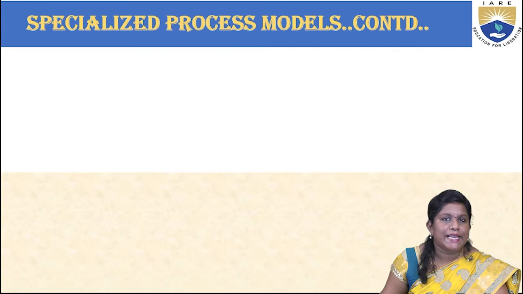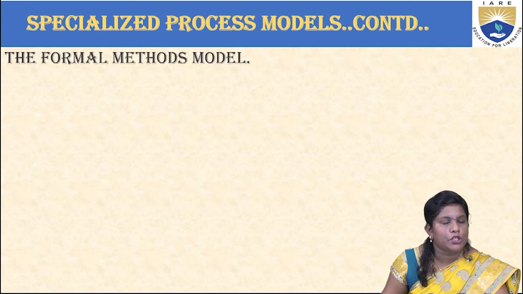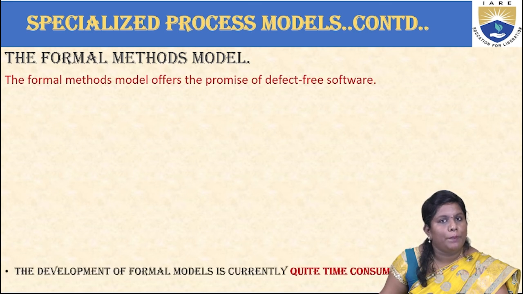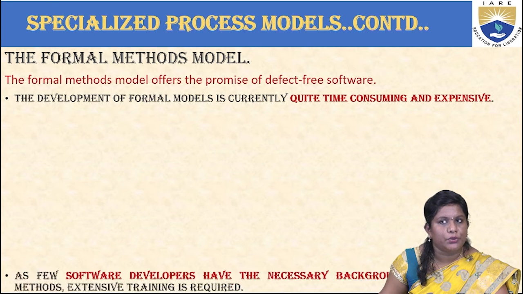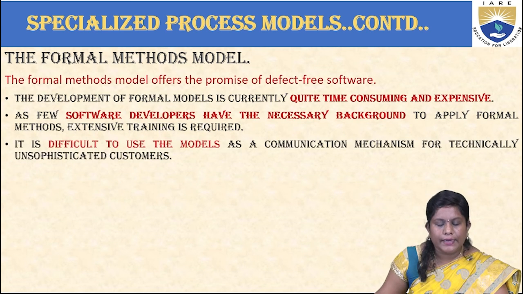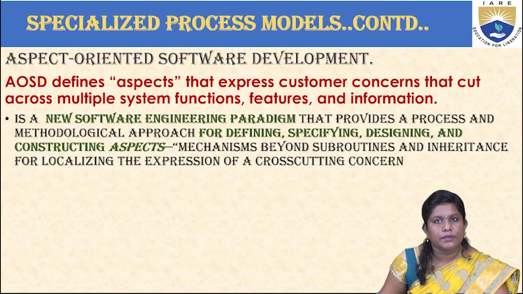Next, moving to the second category of the specialized process models, they are the formal methods. So what are these formal methods? They are trying to provide us with defect-free software, that is, no bugs at all. So what does this do? It's quite time-consuming and expensive, right? And we also say that software developers need the necessary background to apply these methods. It is difficult to use these models, right?